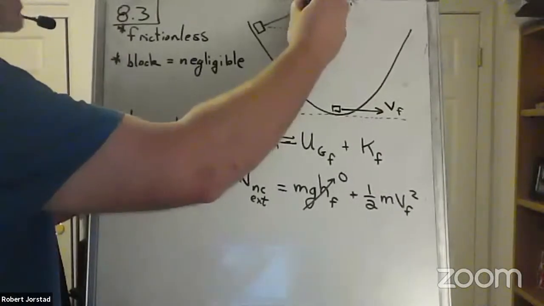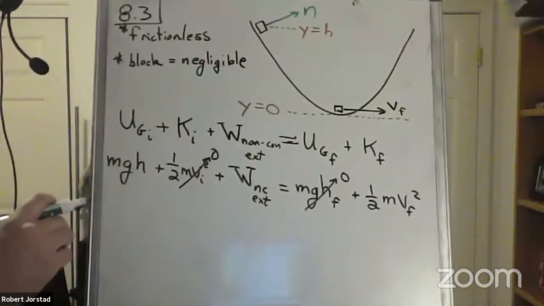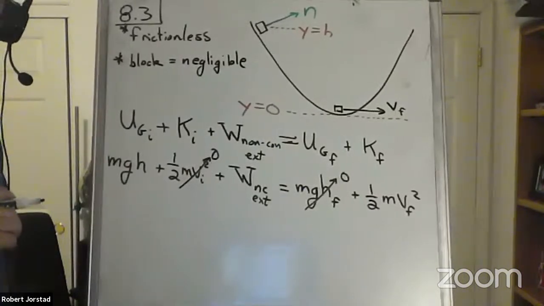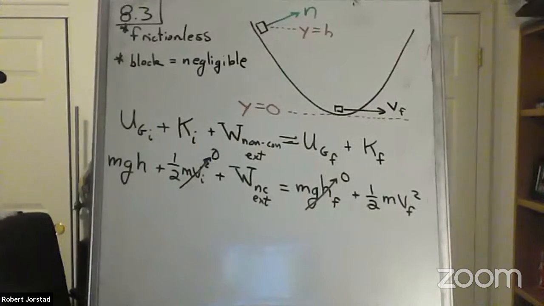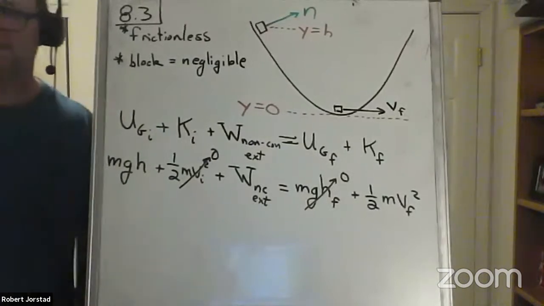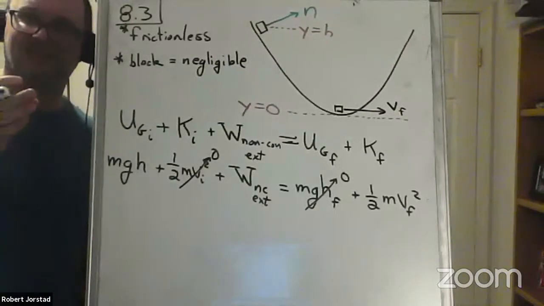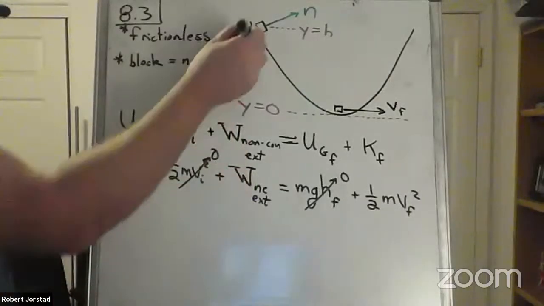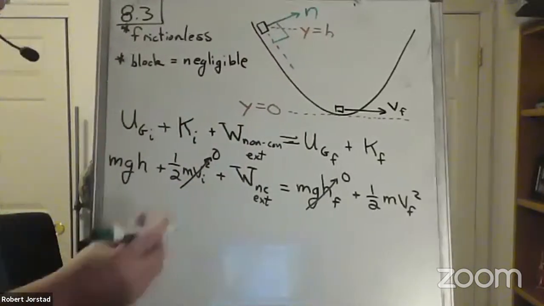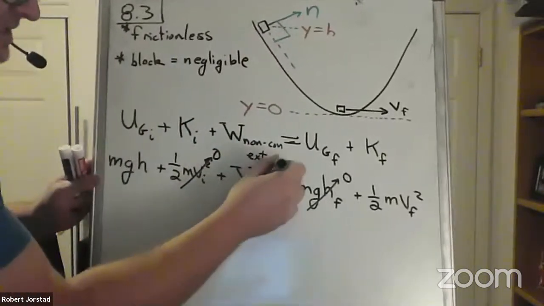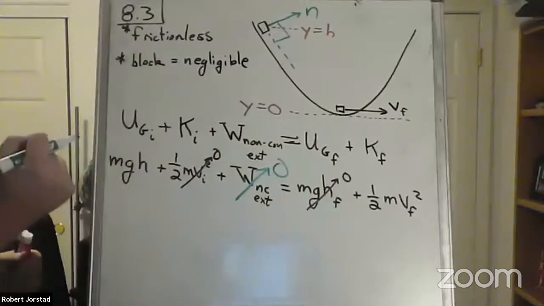So what is the work done by the normal force? Is it 0? It's 0. Why is it 0? Perpendicular to the displacement. Yes. Perfect. It's perpendicular to displacement. So this term is 0. Nice.